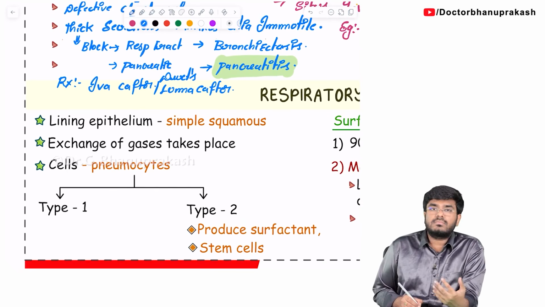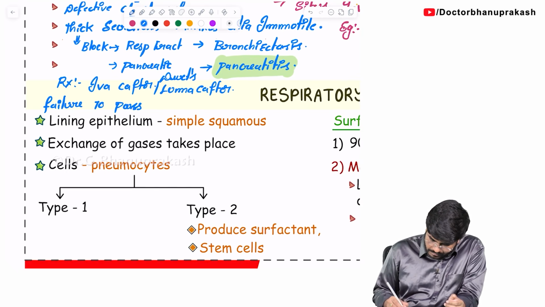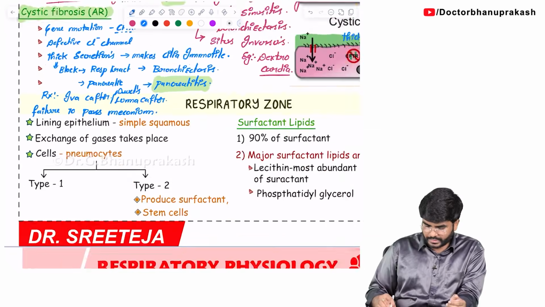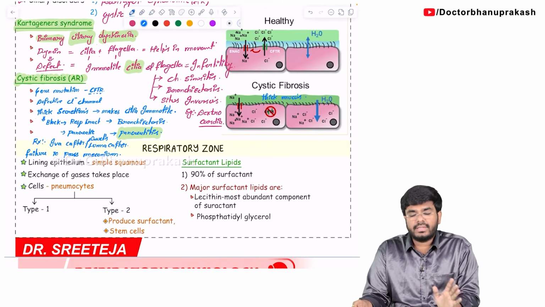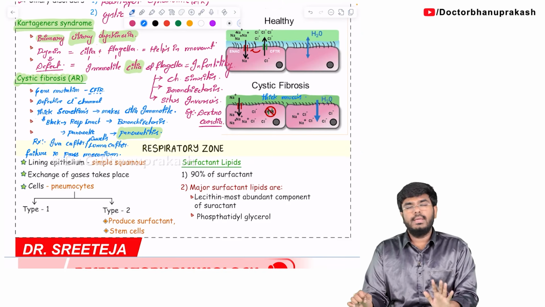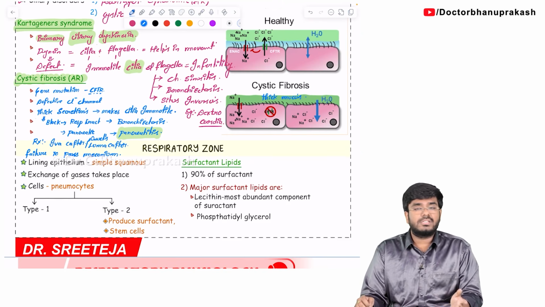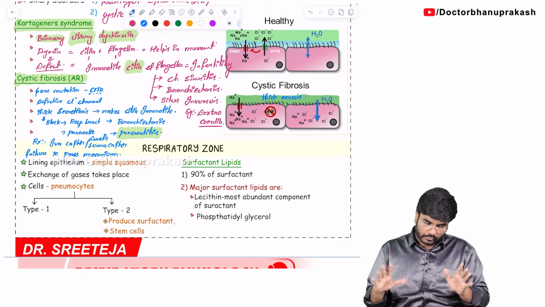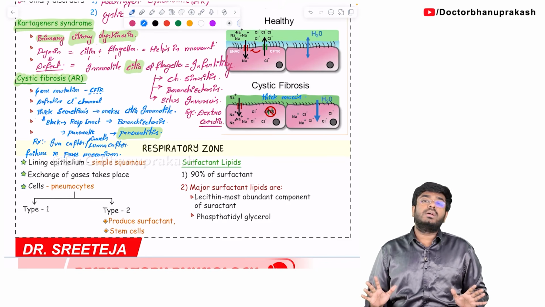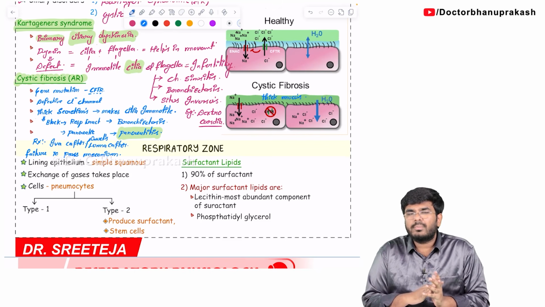So in this child, there is failure to pass meconium. Whenever in your exam you see a case talking about failure to pass the meconium, you have to think about cystic fibrosis. Failure to pass the meconium is also seen in other conditions like Hirschsprung disease and atresia. But you have to know that in cystic fibrosis babies, thick mucus causes failure to pass the meconium.